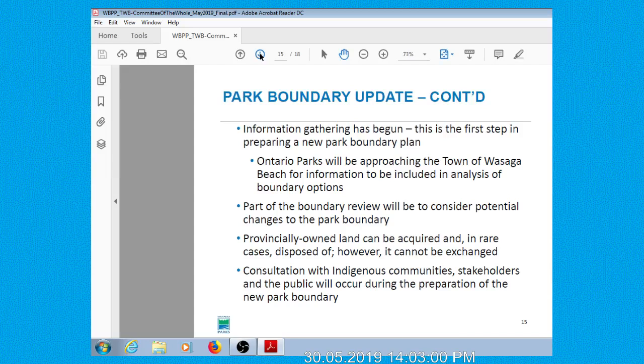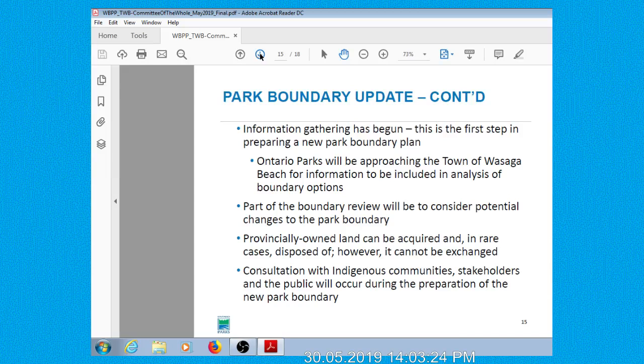So provincially owned land can be acquired. It can also be disposed of. It's very uncommon, particularly if it is regulated as a provincial park. Because if you remember way back at the beginning of the presentation, we talked about the permanent protection of protected areas and provincial parks. It cannot be exchanged. It's just an old way of doing business, and unfortunately we can't do that anymore.